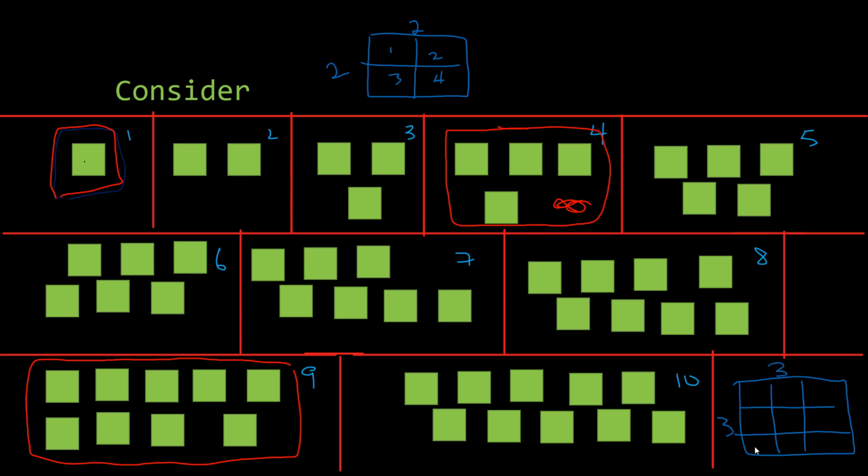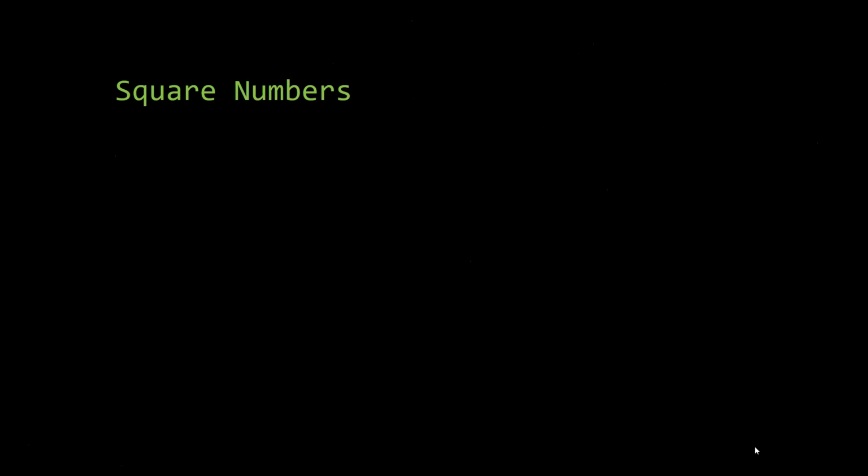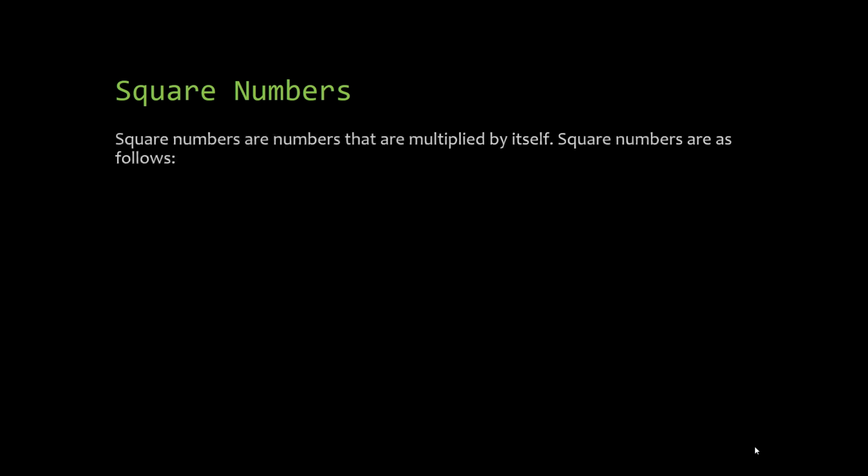We are able to say that 1 is a square number because we are able to get it from taking 1 and multiplying by 1. We can say that 4 is a square number because we take 2 and multiply it by 2. We can say 9 is a square number because we can take 3 and multiply it by 3. From the previous definition, it's possible for us to see that square numbers are simply numbers that are multiplied by itself.